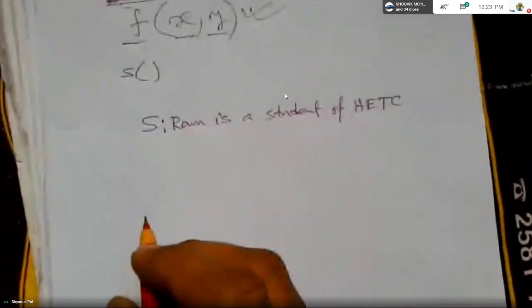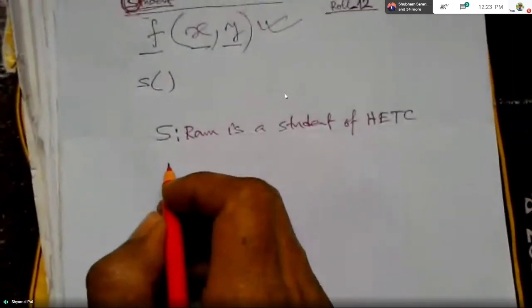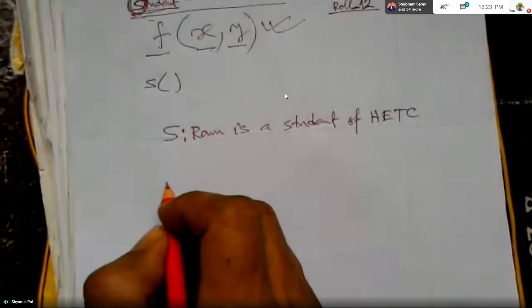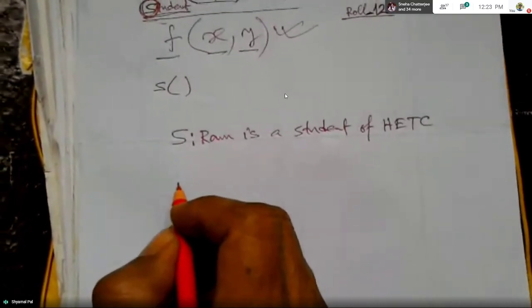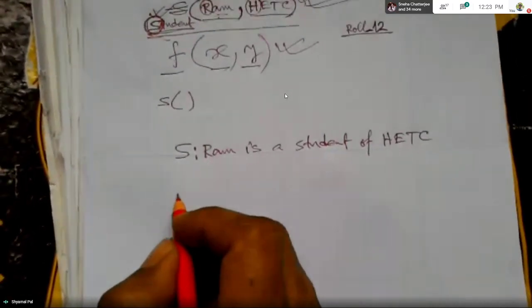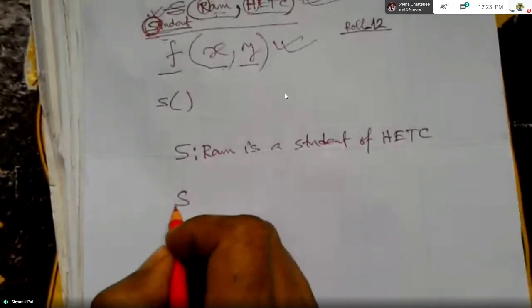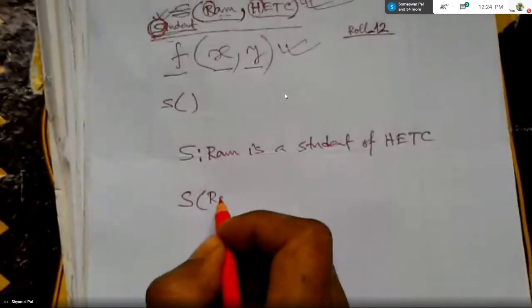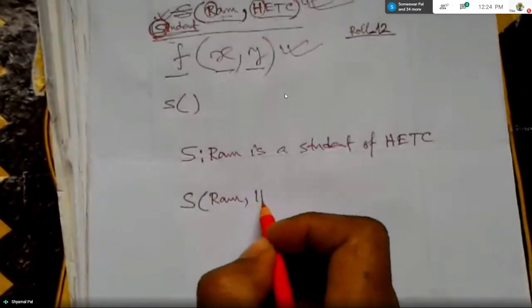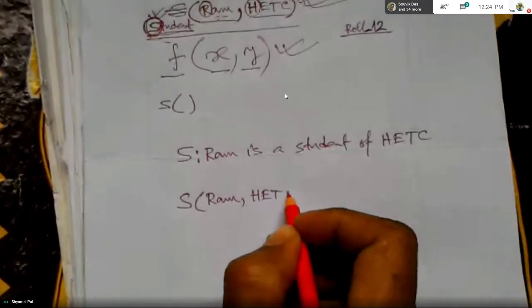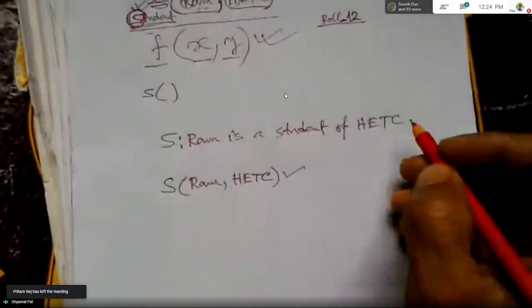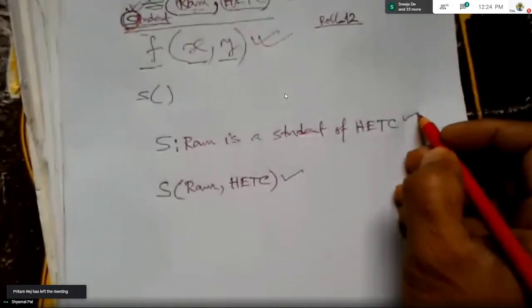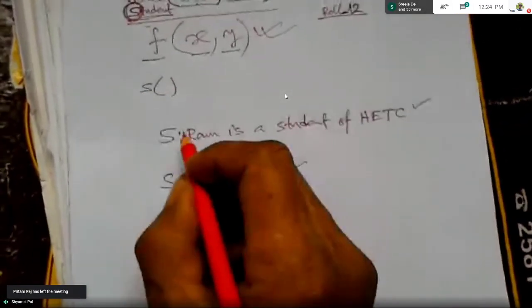Okay. Now, if it is in propositional logic, then I may represent the same thing in predicate logic like S, then within brackets Ram, comma HGC. So this one is the predicate representation. This one is the propositional representation.